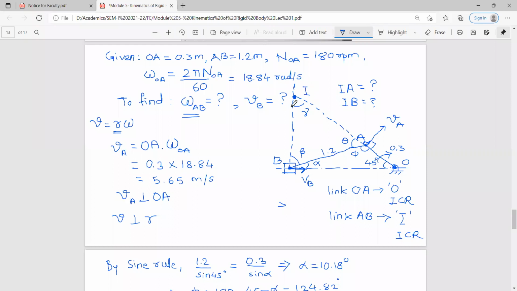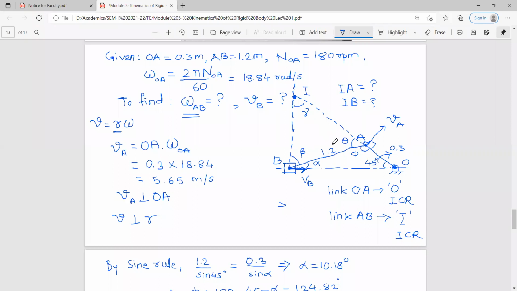Okay. This point ICR will change when the angle of OA will also change. When this angle will become say 60 degree, then you will see that the point A has been somewhere else. Now it is somewhere else as compared to the previous one. It has changed the position. So there are two bodies and hence the angular velocity is different.